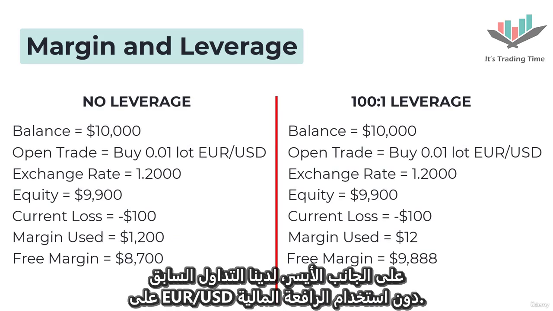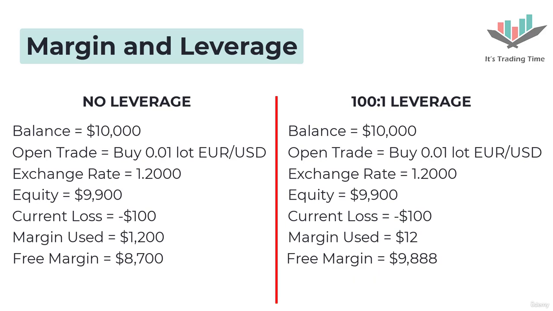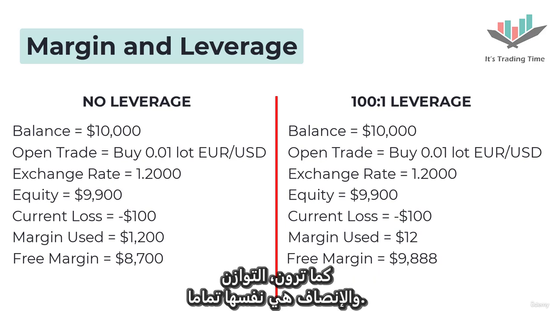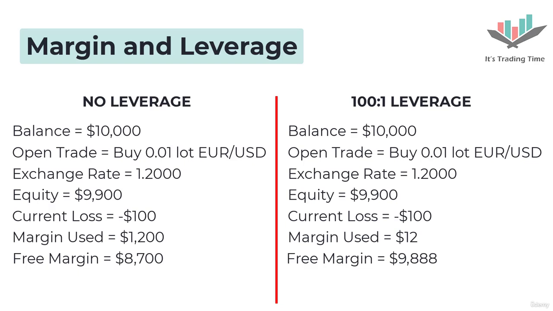On the left side, we have the previous trade on euro-dollar without using leverage. On the right side, we have the same trade on euro-dollar using a leverage of 100 to 1. As you can see, balance and equity are exactly the same, but what about margin used and free margin?